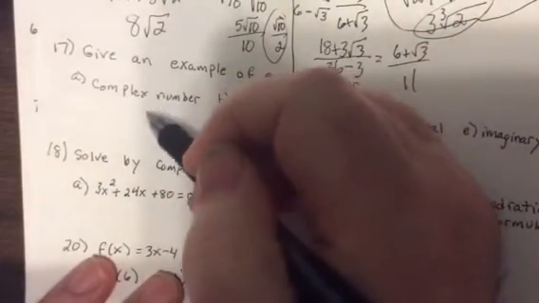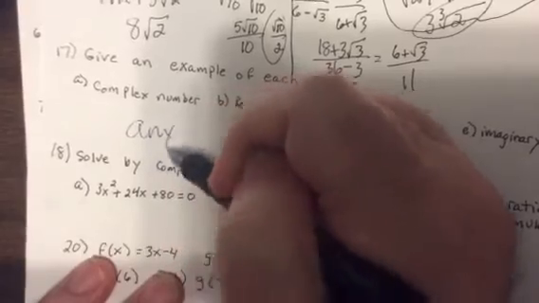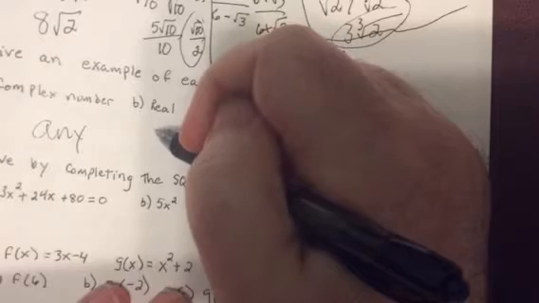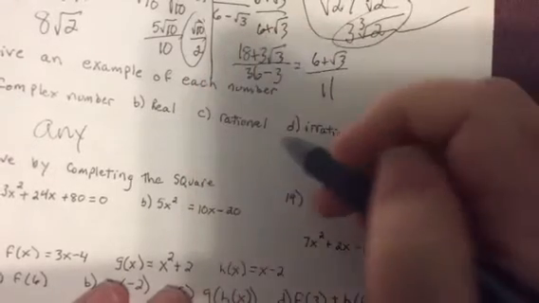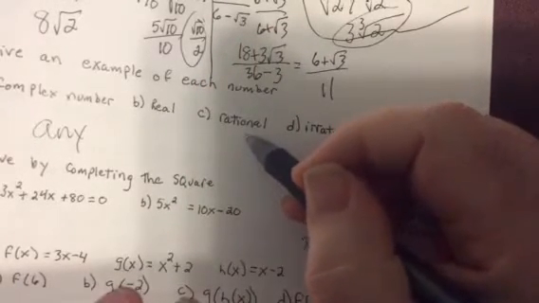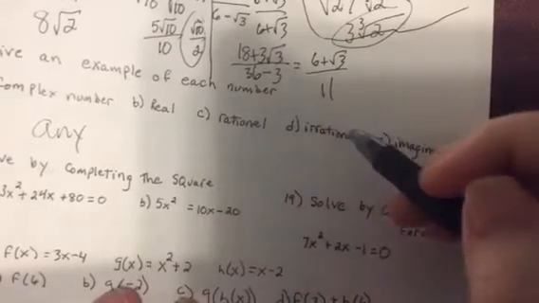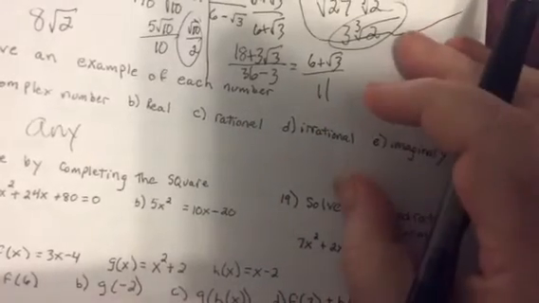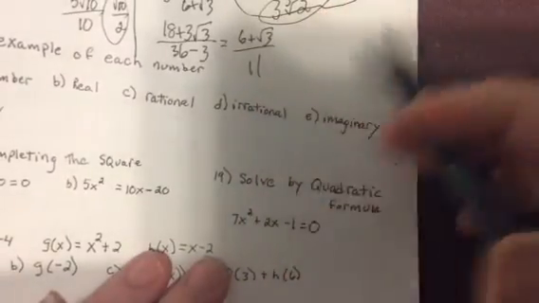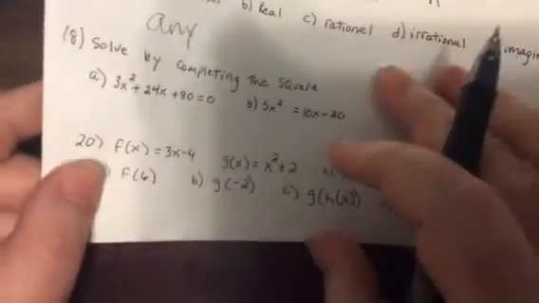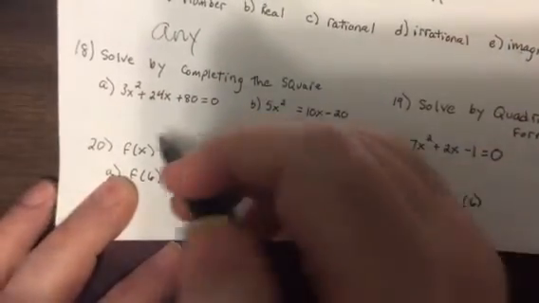But complex is any number you've ever seen. As long as you put a number, it's right. Real can't have an i, so any number without an i. Rational is no i, but it has to be written as a fraction or able to write as a fraction. Irrational cannot be a fraction, but no i. And imaginary is just anything with an i. I'm going to skip these 3 problems for a second.